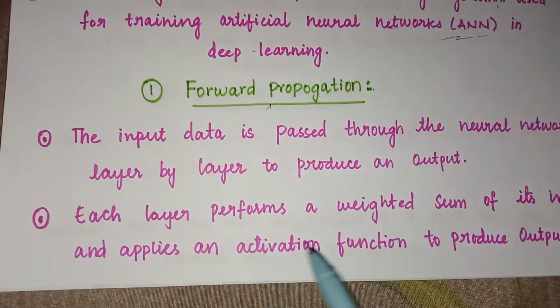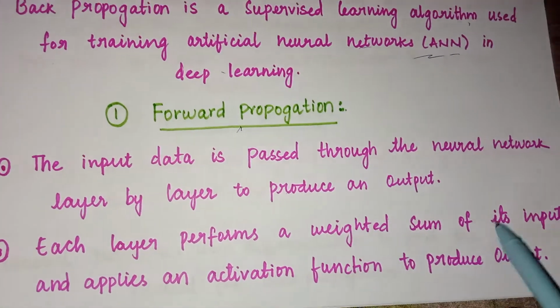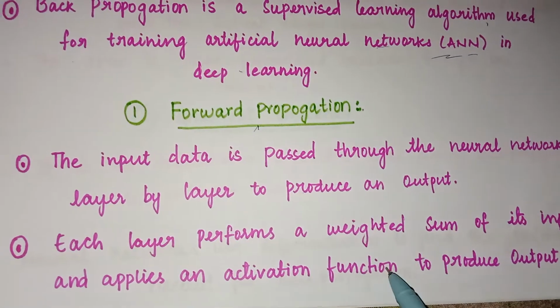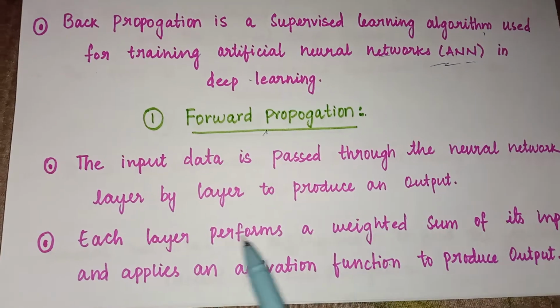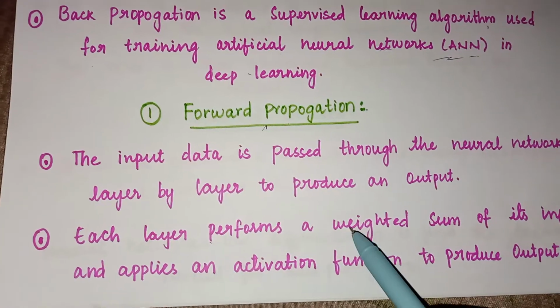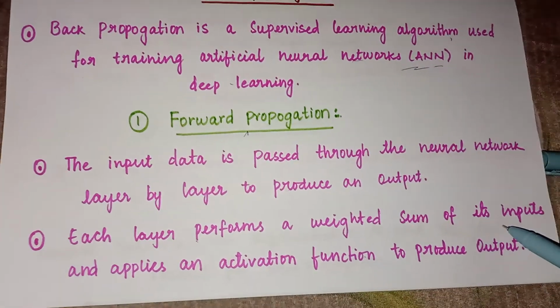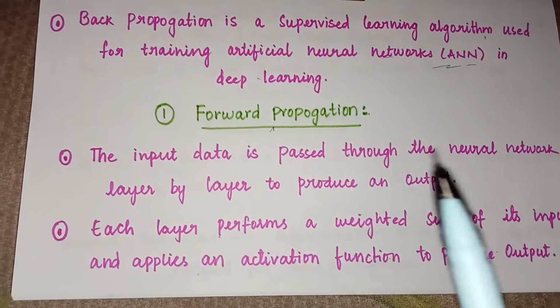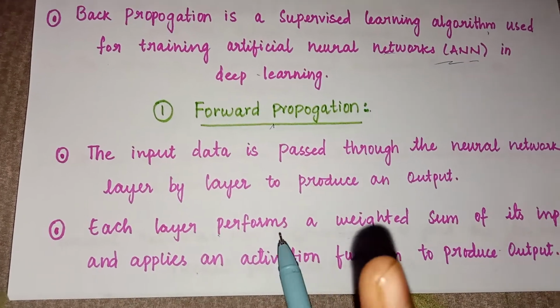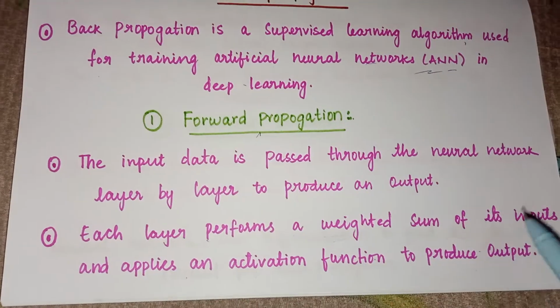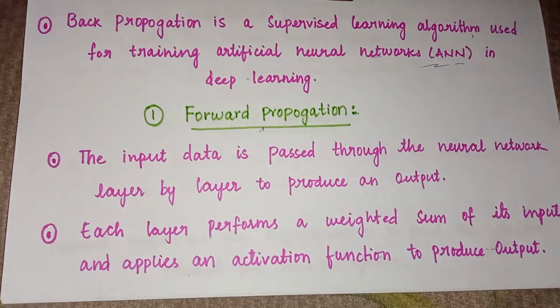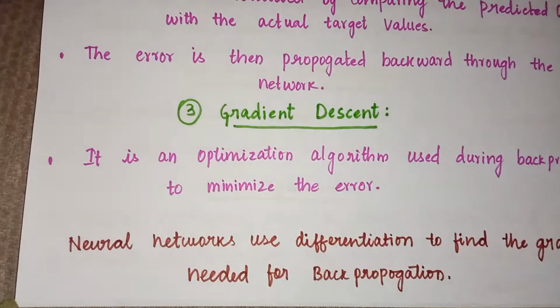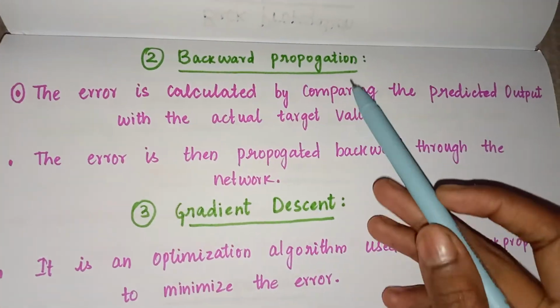Now each layer performs a weighted sum of its inputs and applies an activation function to produce output. So every layer is performing a weighted sum of its inputs and applies an activation function to produce output.